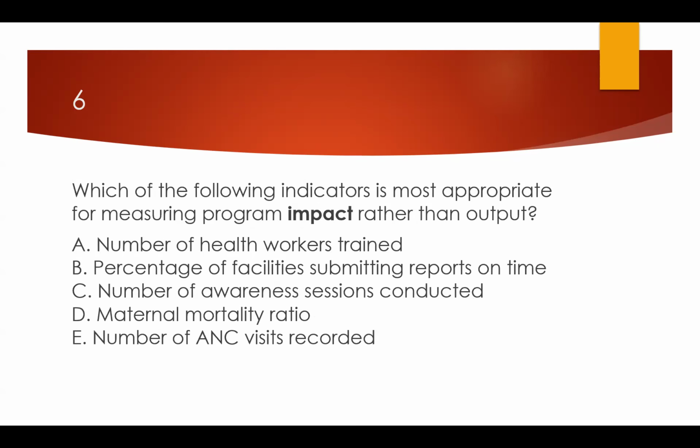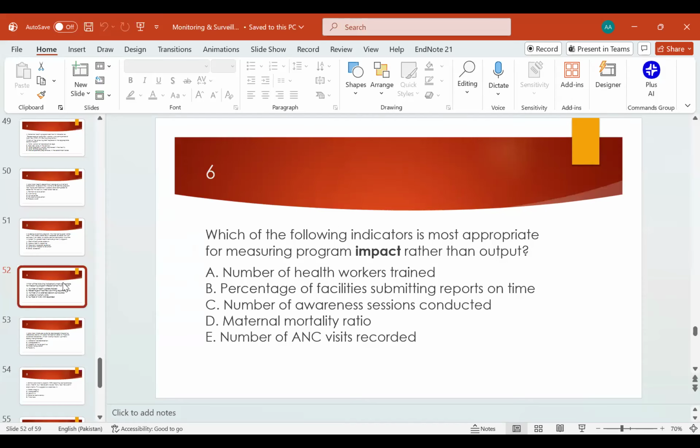Which of the following indicators is most appropriate for measuring program impact rather than output? Number of health workers trained, percentage of facilities submitting reports on time, number of awareness sessions conducted, maternal mortality ratio, or number of antenatal care visits recorded? It is about the impact, which is the very long-term result rather than the short-term results. So this will be maternal mortality ratio. Answer is D.